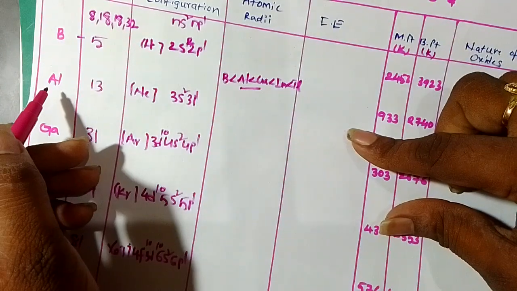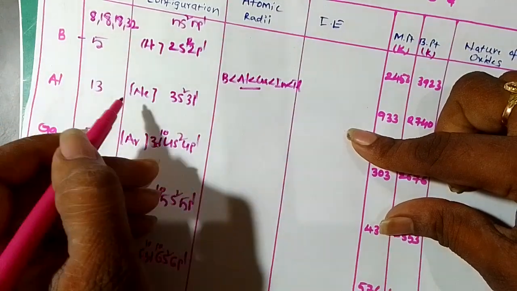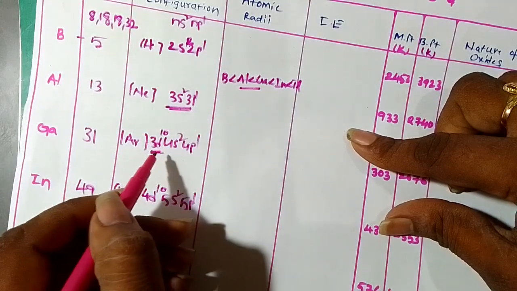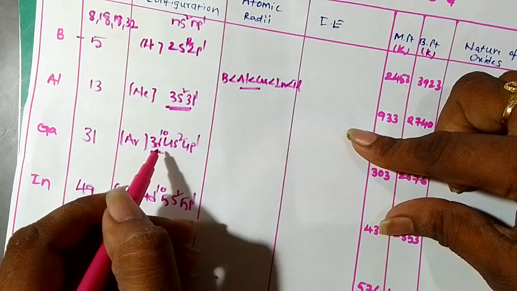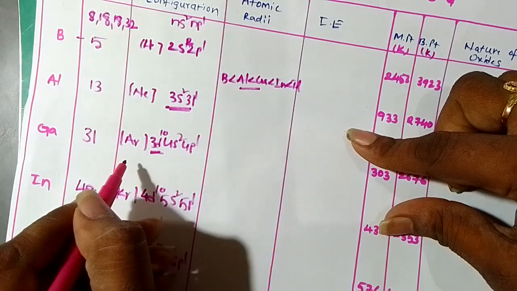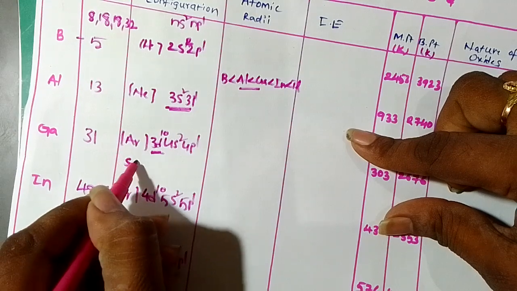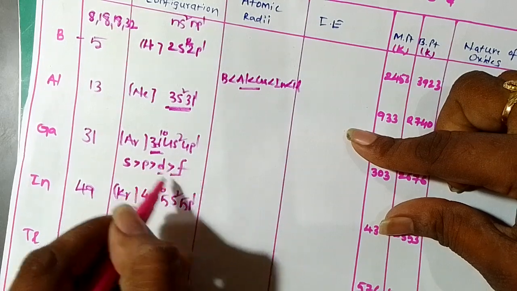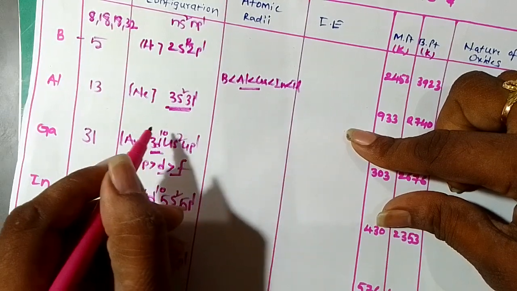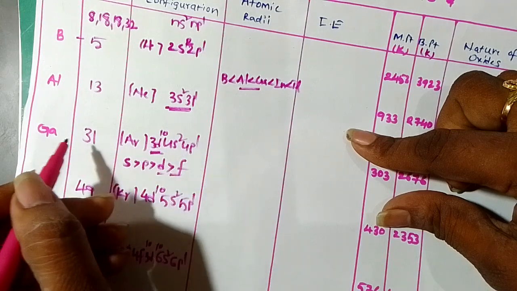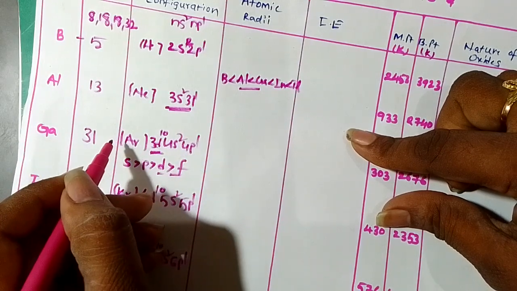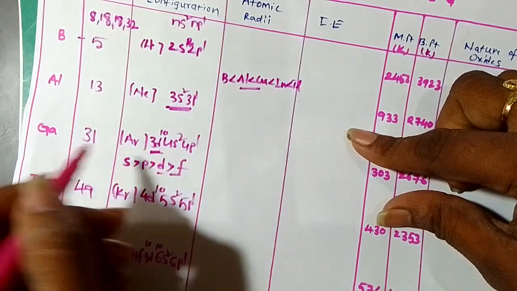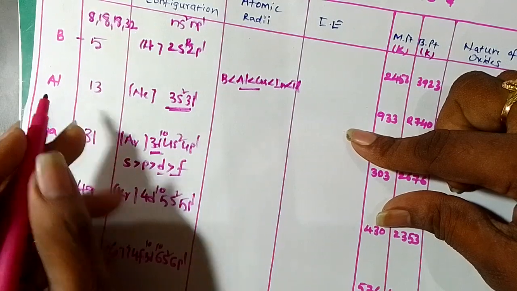Because when you observe the electronic configuration of aluminum and gallium, aluminum has no d electrons, but gallium has d electrons. Already you know that d orbitals are poor shielding orbitals. So the shielding order is s, p, d, f. So d and f orbitals are poor shielding orbitals. Due to the poor shielding of d orbitals, the nucleus of gallium can attract valence electrons with more force. That's why the size decreases. So that's why gallium has a smaller atomic size compared to aluminum.